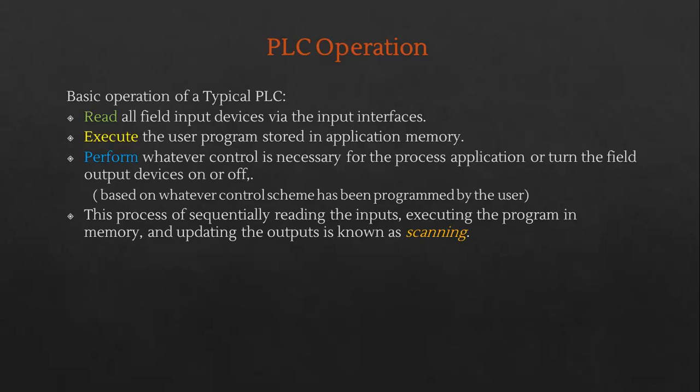And then you perform whatever control is necessary for the process application, or turn the field output devices on or off. Just as you had digital devices in the input, you may have digital devices in the output that you just have to switch on or off, for example a motor. That's one thing the PLC can do, performing whatever control is necessary based on the program, based on whatever control scheme has been programmed by the user.